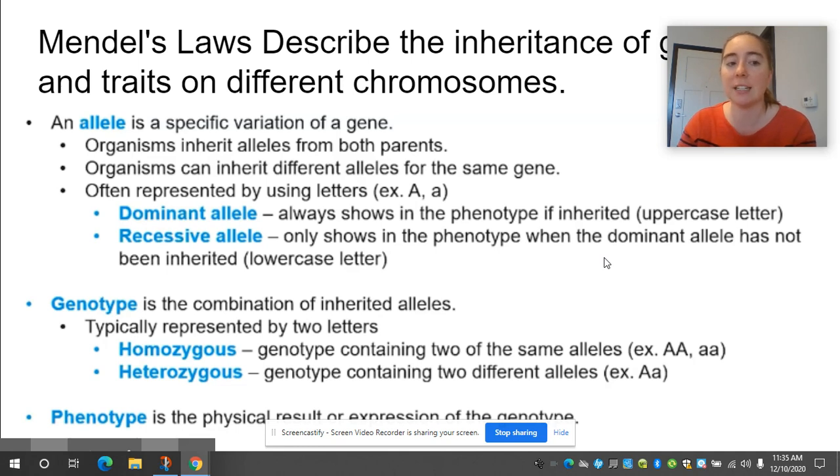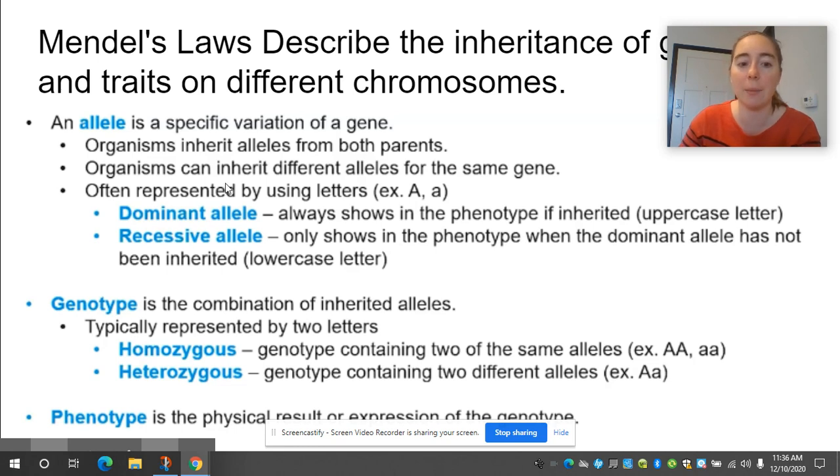So the first thing is an allele. An allele is a specific variation of a gene. Organisms are going to inherit alleles from both parents. And alleles are going to be represented with letters when we're making a Punnett square. So if it's a dominant allele, we're going to see a big letter A. If it's a recessive allele, we'll see a lowercase a.